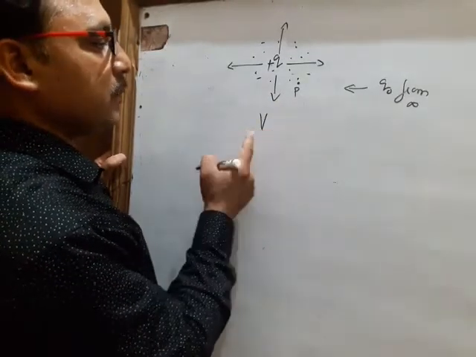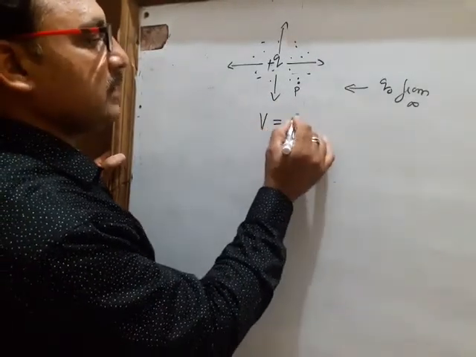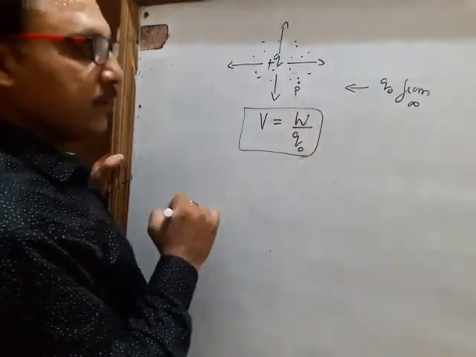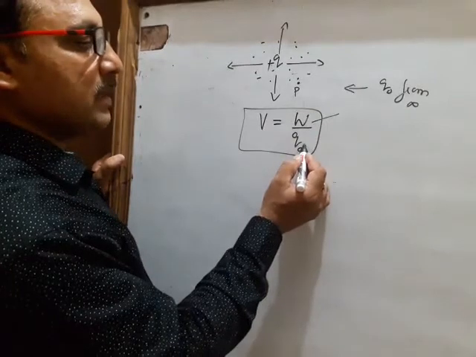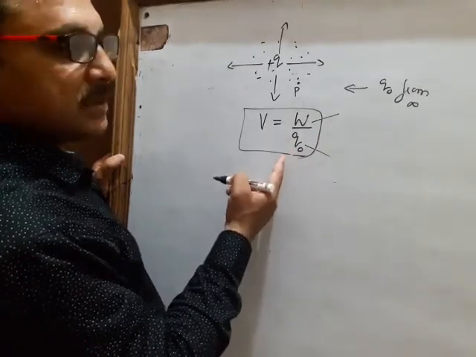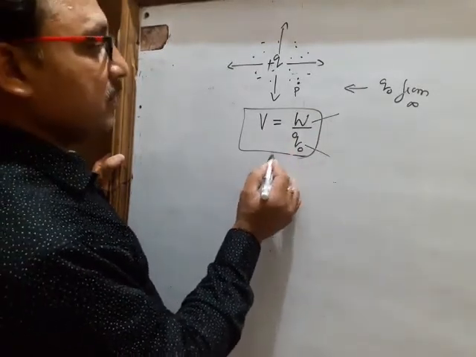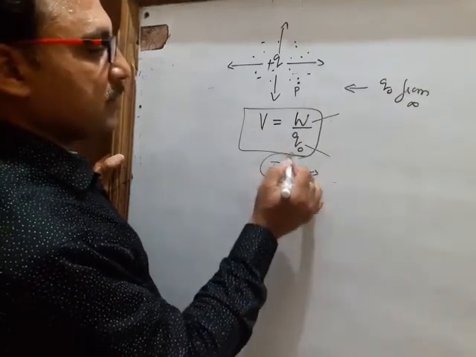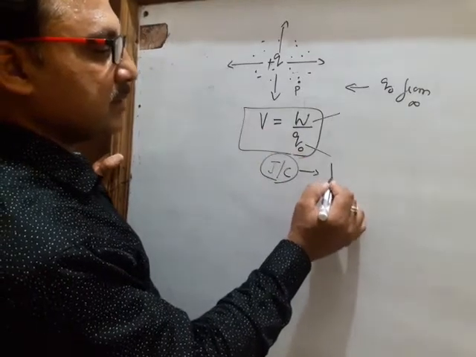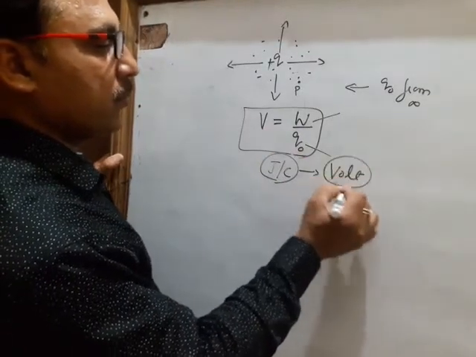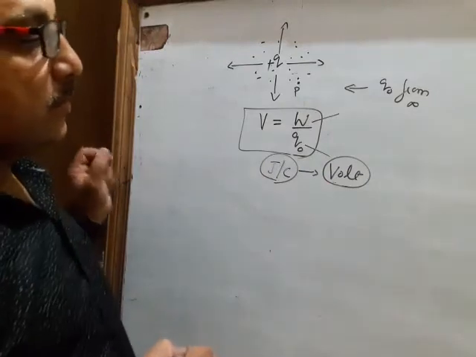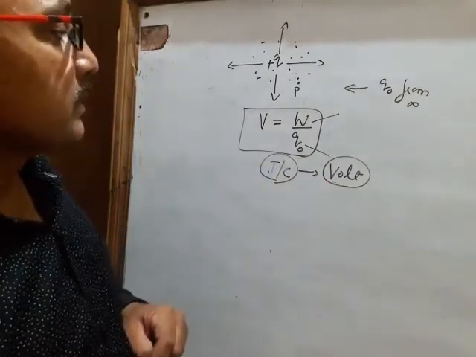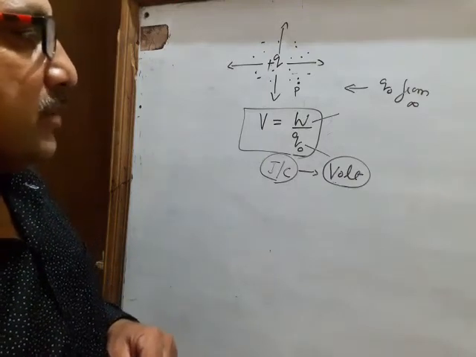So electric potential is denoted by V, and V equals W upon Q naught. This is the formula. Work done is in joules, and the unit of charge is coulomb. So joule per coulomb forms the SI unit of electric potential as volt. Volt is named after the scientist Alessandro Volta. So this is the SI unit of electric potential.